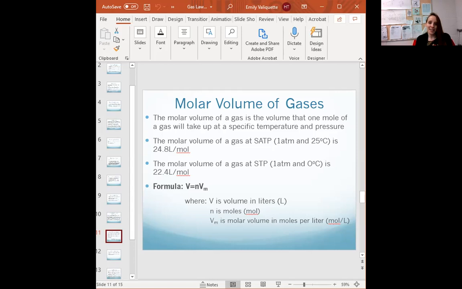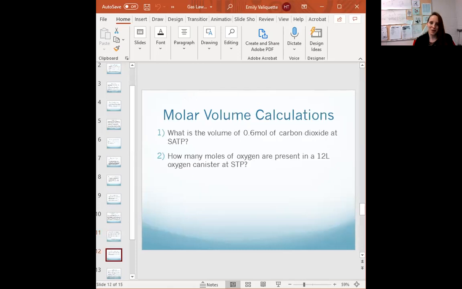And other than that, the formula is just V equals nVm, where V is the volume, which must be in liters. So if it's in milliliters, make sure you convert it. n is our moles, which you might have to calculate. And then Vm is the molar volume, which is either going to be the 24.8 or the 22.4, depending on whether this is at SATP or STP. So let's work through some of these questions together.